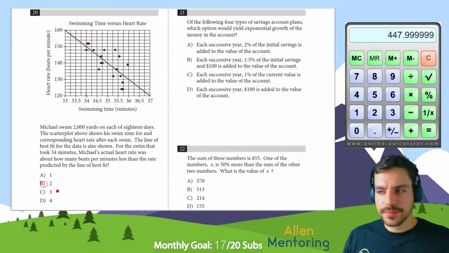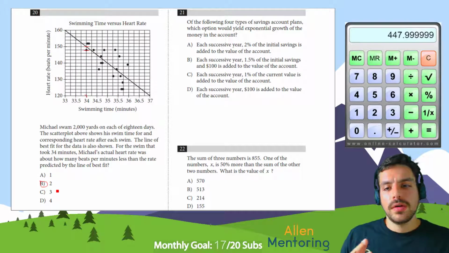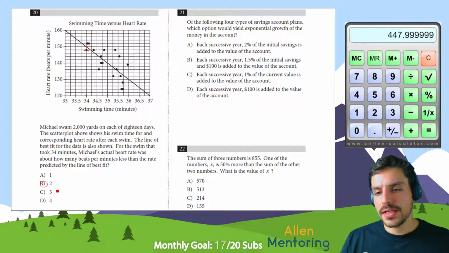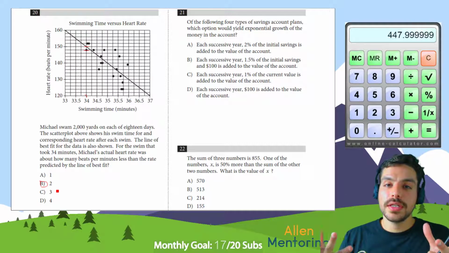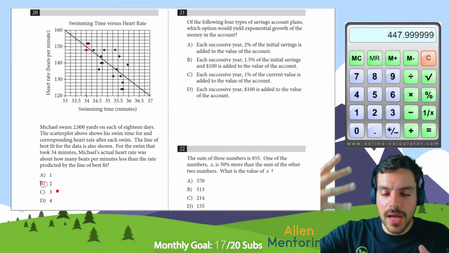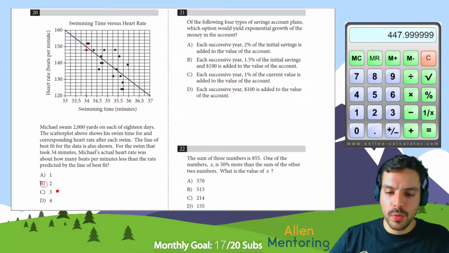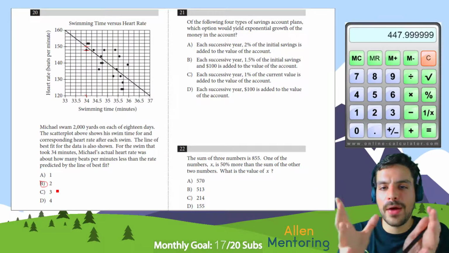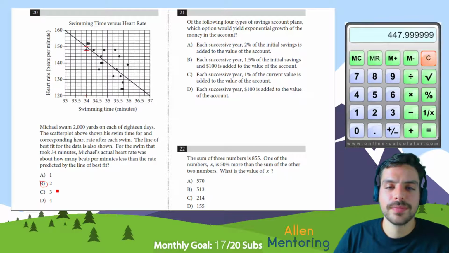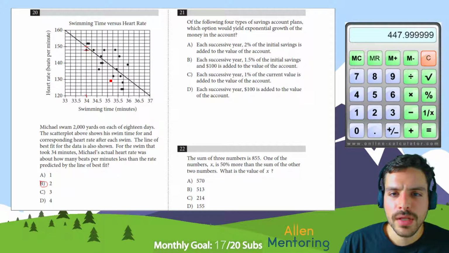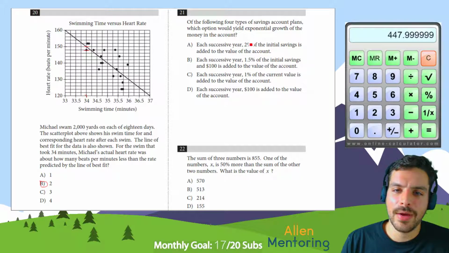So if you have, whatever, 20 bucks, and it increases by 10%, then whatever that new amount is, you want to increase that by 10%, and that's what will be exponential. You want to be increasing on the compounded amount, so it gets bigger and bigger and bigger. So each successive year, 2% of the initial savings is added to the value of the account.